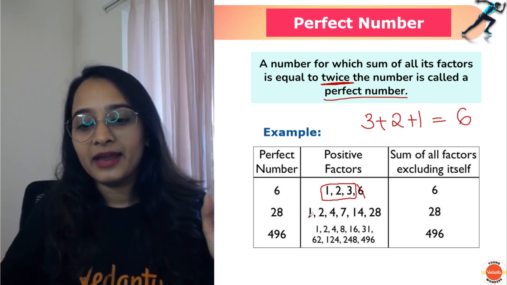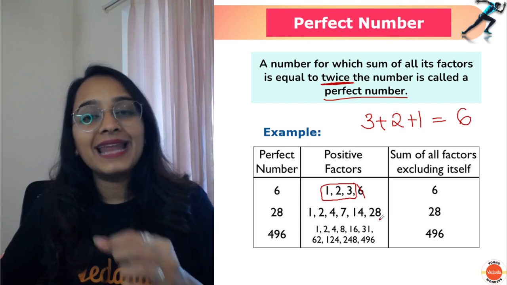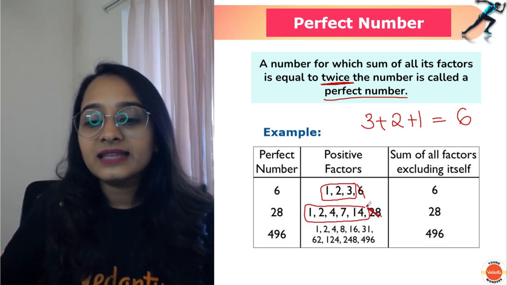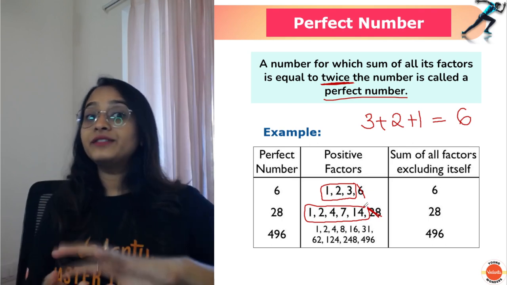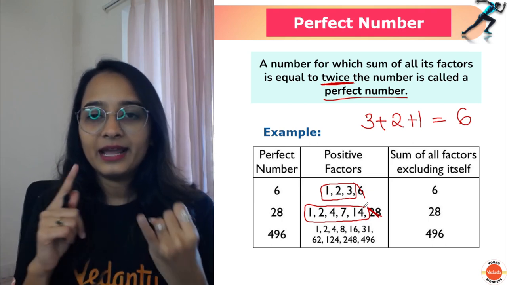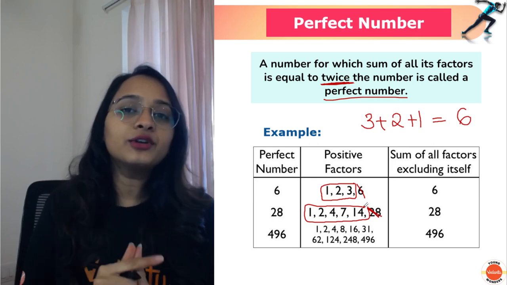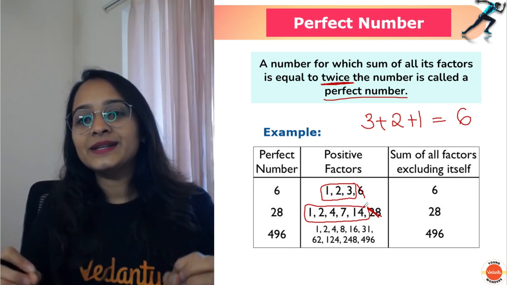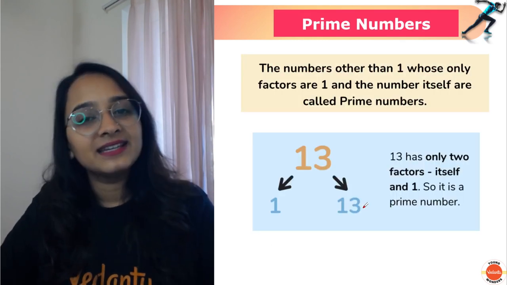What are the factors of 28? 1, 2, 4, 7, 14 and 28. So except for the number itself, find the sum of the other factors of 28: 1 plus 2 plus 4 plus 7 plus 14. What do you get? You will get 28. So that's why 28 is also a perfect number.